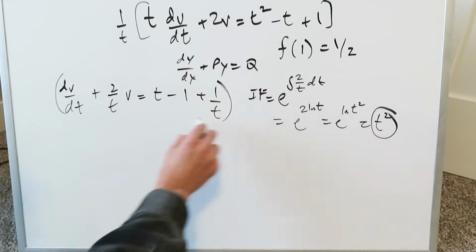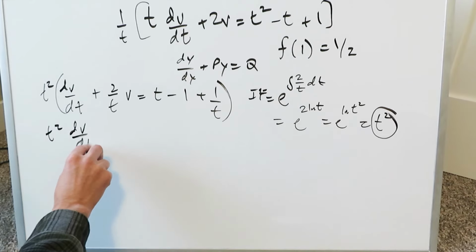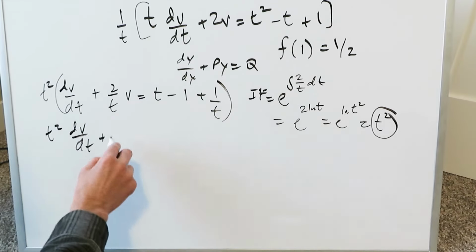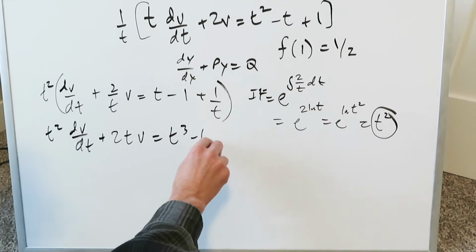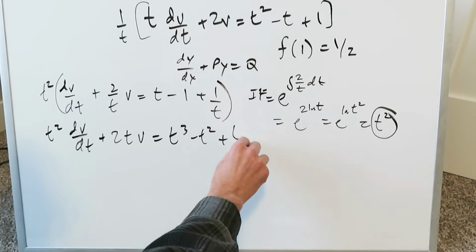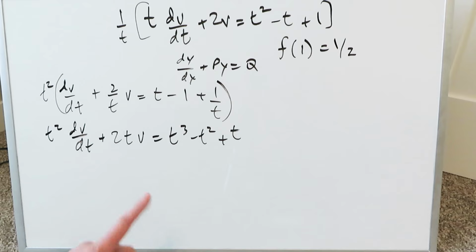You'd multiply that across, and you'd end up getting t squared dv over dt plus 2tv is equal to t cubed minus t squared plus t. That's where we have arrived, and we're heading in the correct direction. Sometimes when you're presented questions and you're not seeing the traditional x's and y's and you're seeing different variables, that in itself can be confusing for some students.